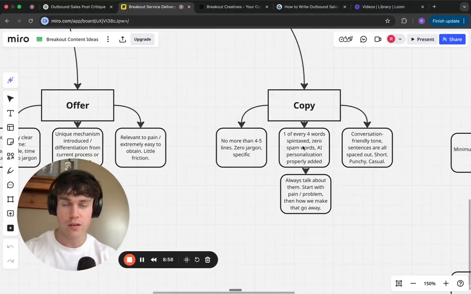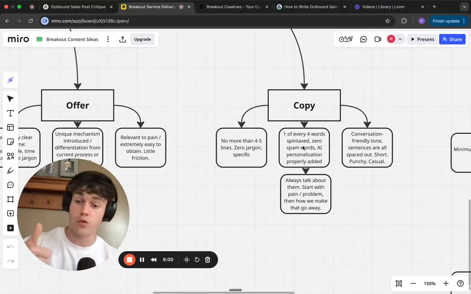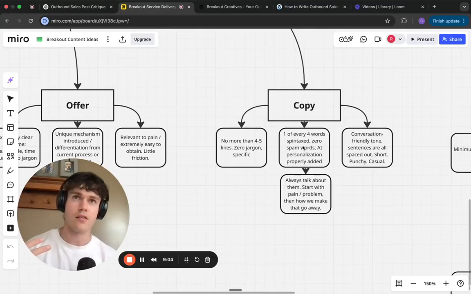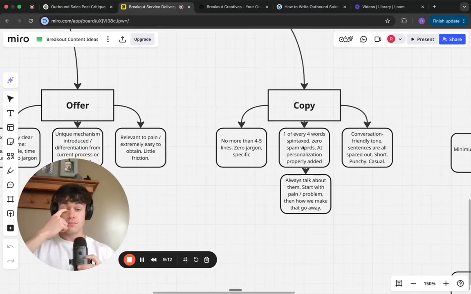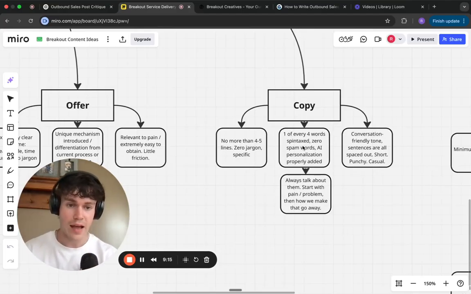No spam words. Examples of spam words would be things like free, money, using dollar signs is also something. Like anything that you would traditionally see in spam or phishing emails, straight away. Make sure AI personalization is properly added.